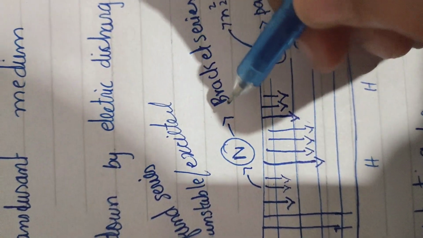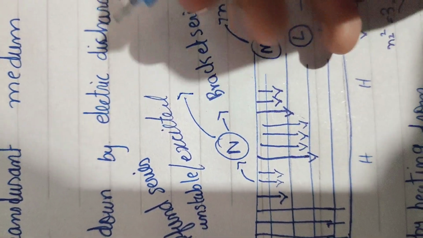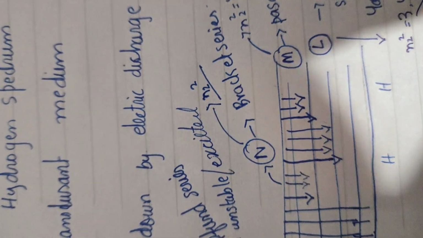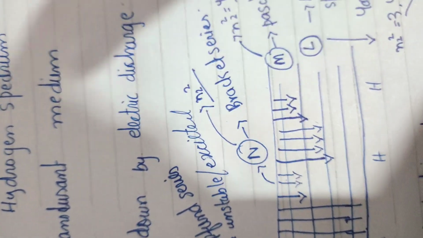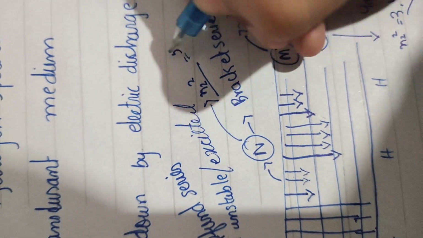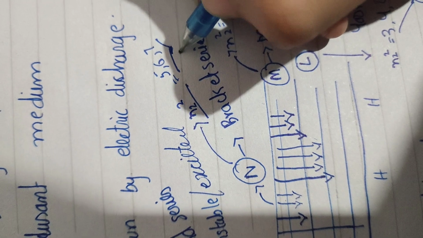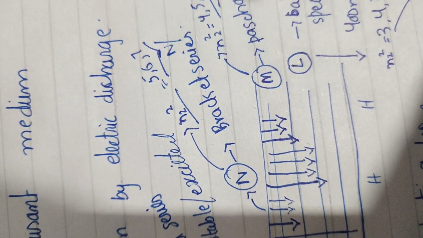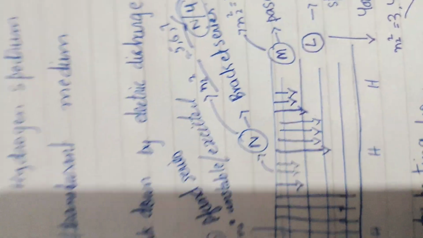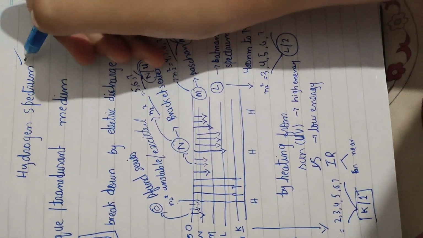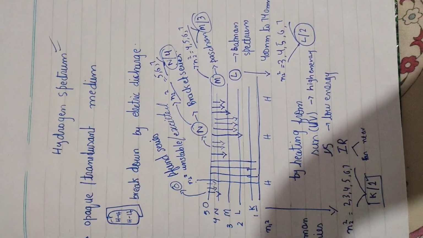Now we have the N series, that was given by the Brackett series. So if we have the excited states, it will be from the 5, 6 and 7 range, and that will be in the N shell at the position of 4. So this was all about the hydrogen spectrum. I hope that is clear.